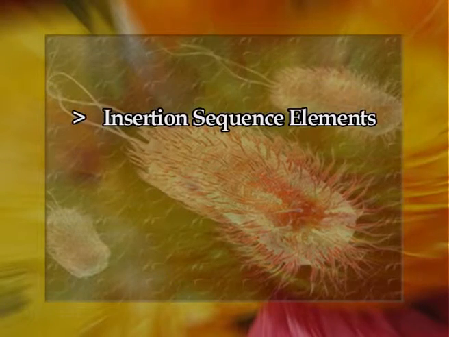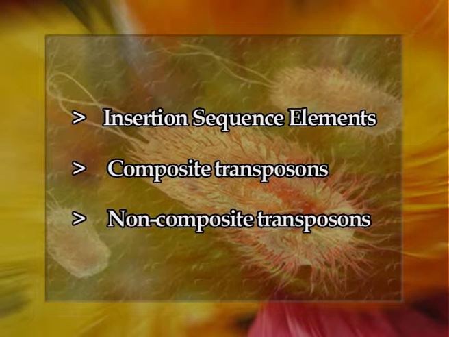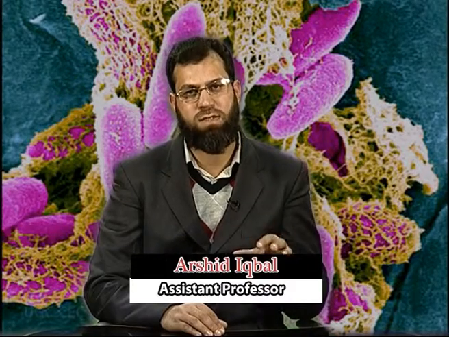I end my today's talk with this note that transposons are mobile genetic elements, and there are 3 types of transposons in bacteria, which are insertion sequence elements, composite and non-composite transposons. In bacterial transposons, insertions are demarcated by inverted terminal repeats. When they insert into a DNA molecule, they create a duplication at the insertion site.